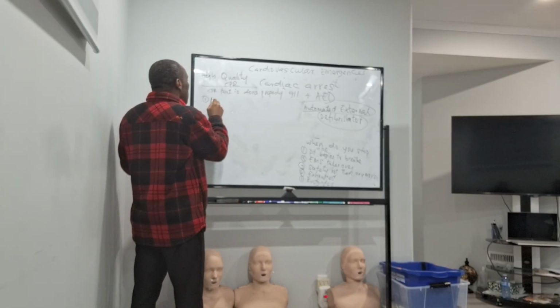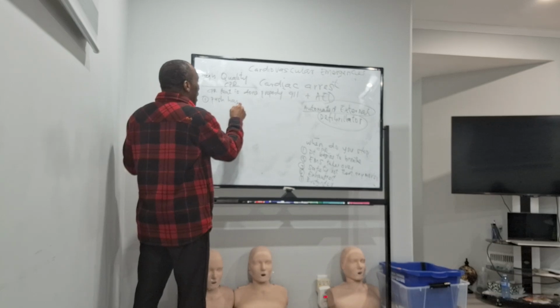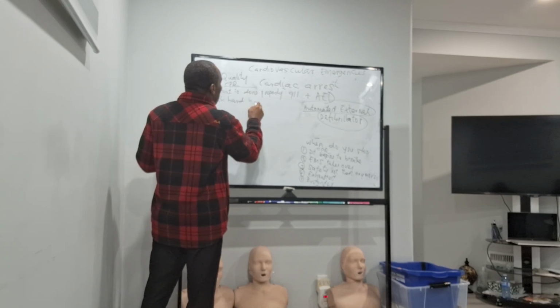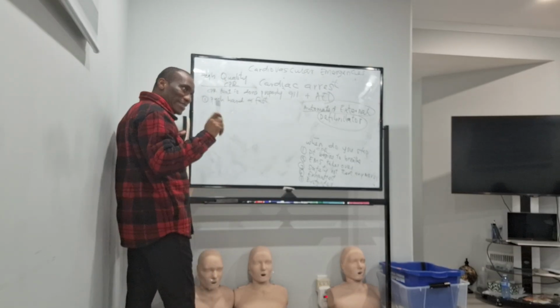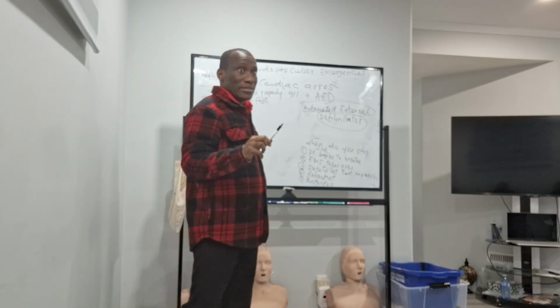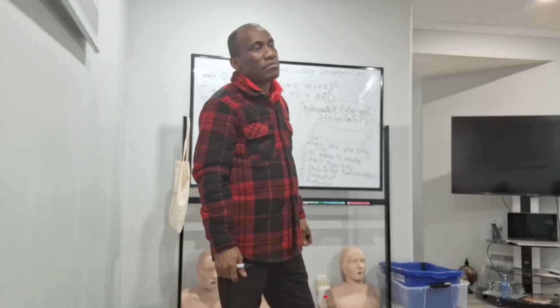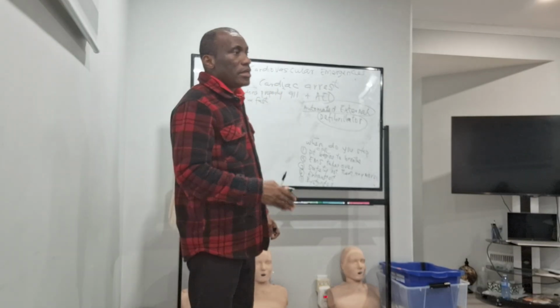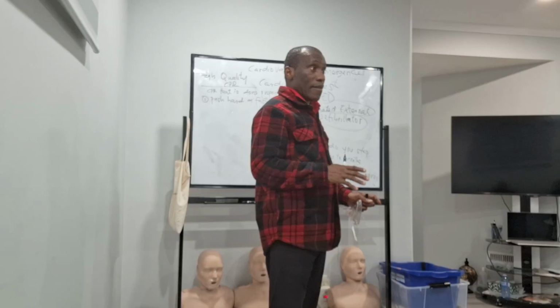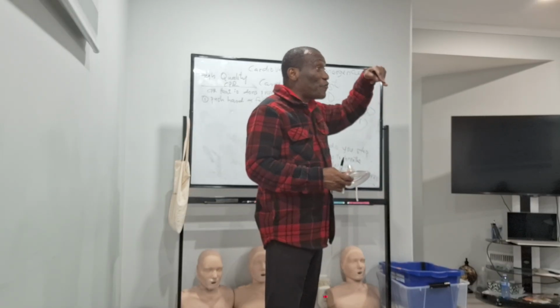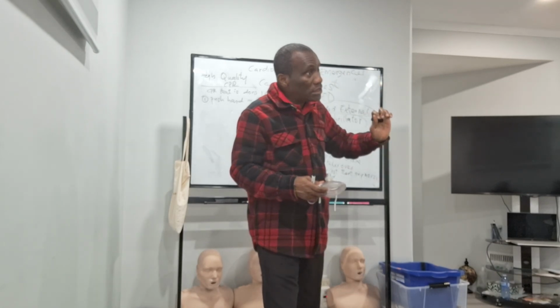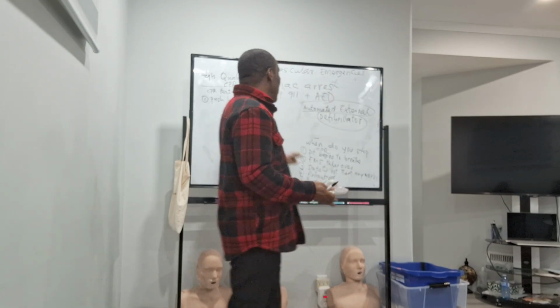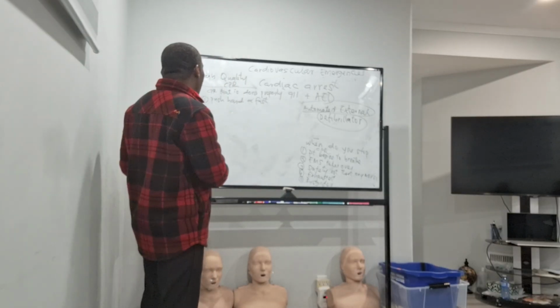Number 1, you must push hard and fast at the center of the chest. At the center, remember that part. Whether it is a baby, child, or adult, it doesn't matter. The only difference is that for babies you use 2 fingers to do the chest compressions. A child, you use 1 hand. Adult, you use 2 hands. But in every case, you must push hard and fast.